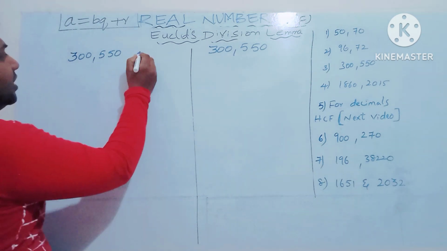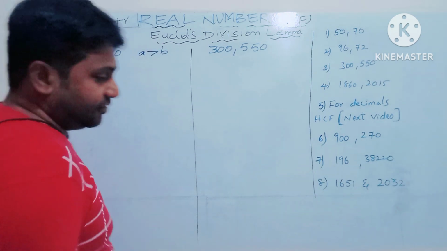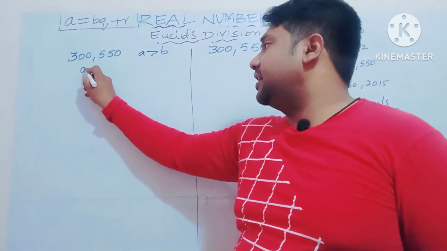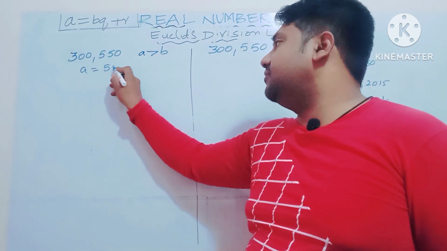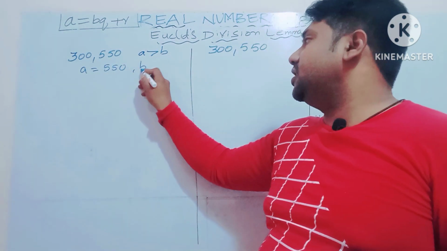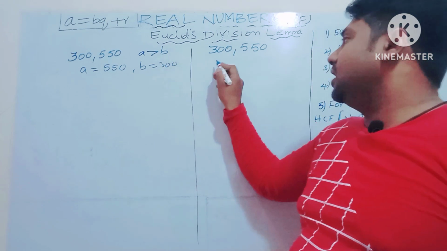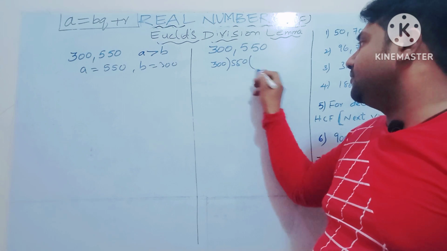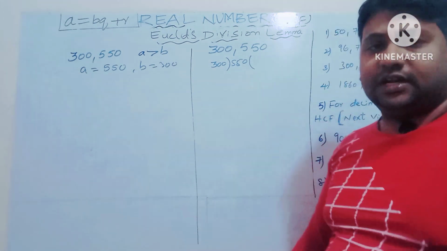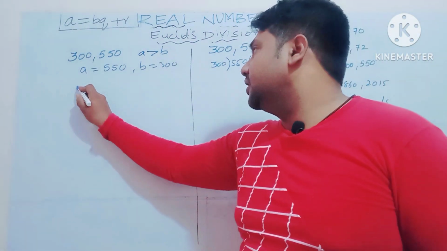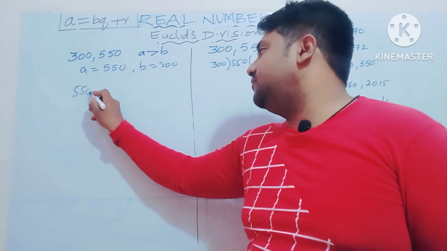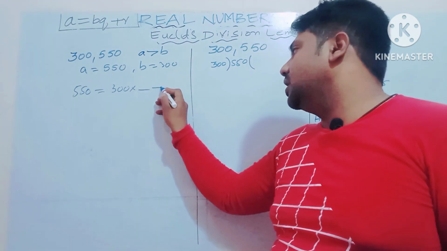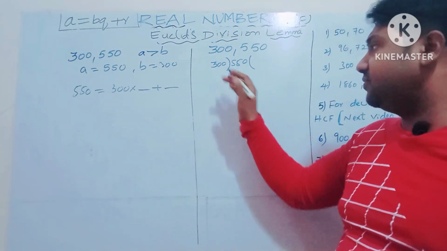That is the solution for the earlier problem. So what can you write every time? A will be greater than B. When A is greater than B, I can write A is equal to 550, B is equal to 300. I can write here 300 will be dividing 550. Okay, so let us write now. A is equal to 550 is equal to 300 into Q, Q we don't know, plus R, R also we don't know.